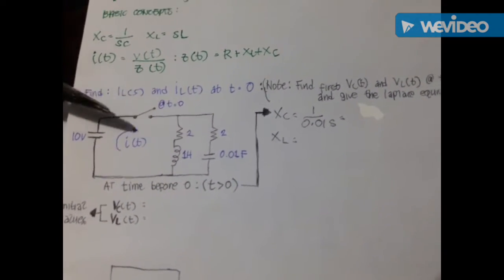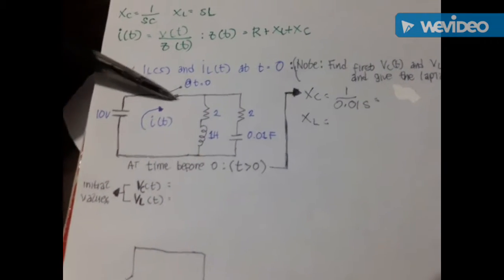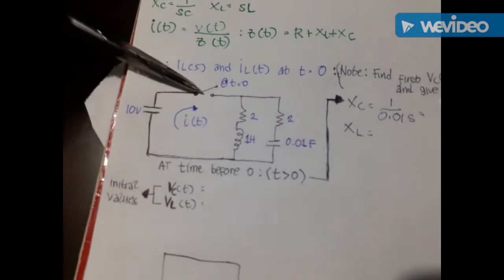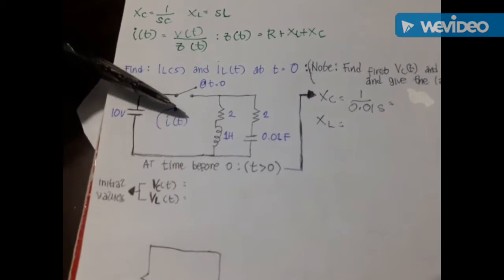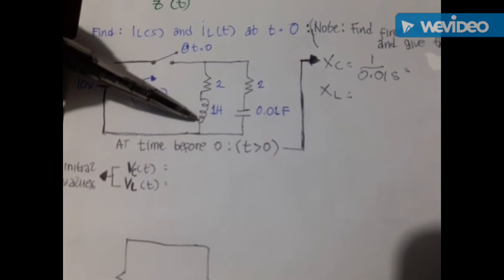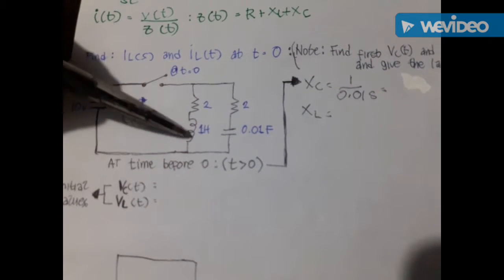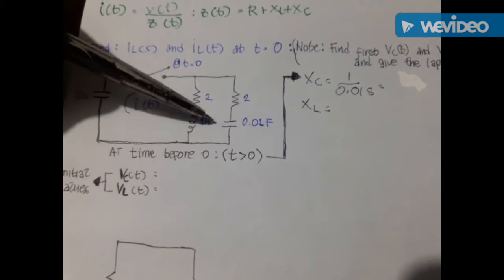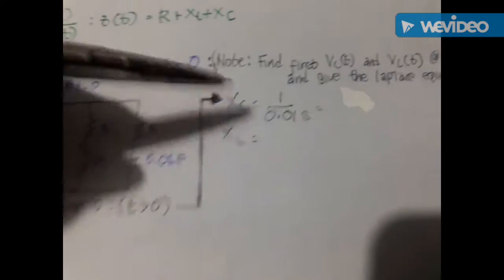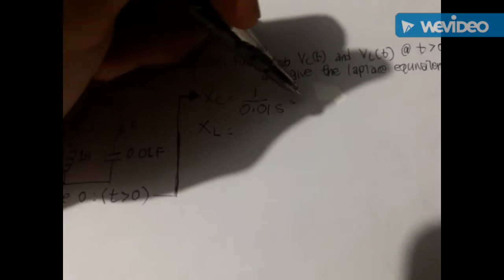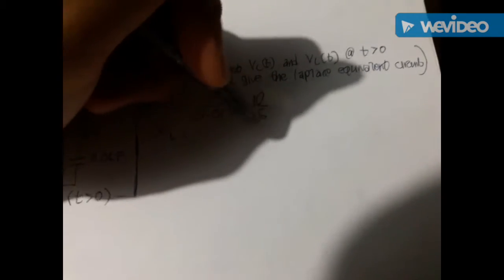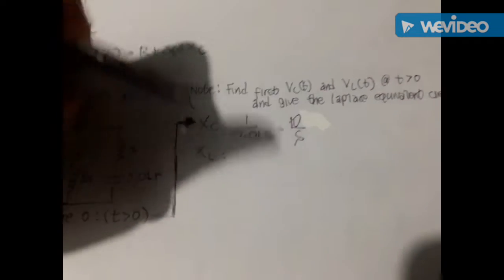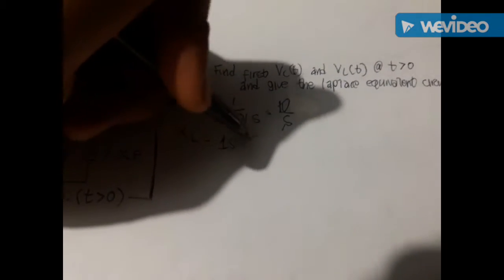So for doing that, we must close the circuit first. Let's consider the conditions at time before 0, where the switch is normally closed. When the switch is normally closed, this is an open circuit and this is a short circuit. Now getting these values, therefore this is 10 over S, and the inductor is 1S or S.